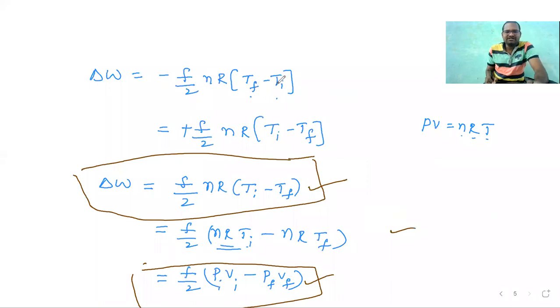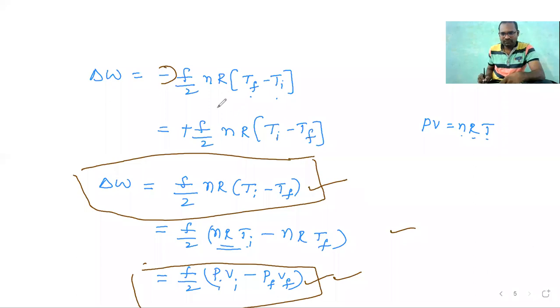Delta T means T final minus T initial. To remove this negative sign, I have taken T initial and T final, exchanging these limits. Clear? So the work done in adiabatic process formula is f by 2 into nR (T initial minus T final). This can also be written as f by 2 (P initial V initial minus P final V final). Clear? Now let us have one more very important relation.